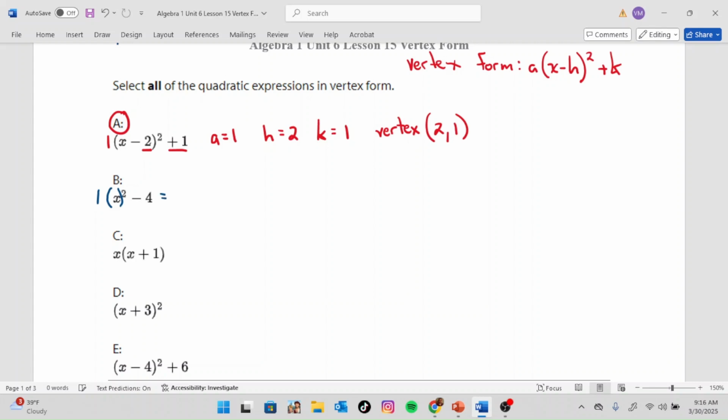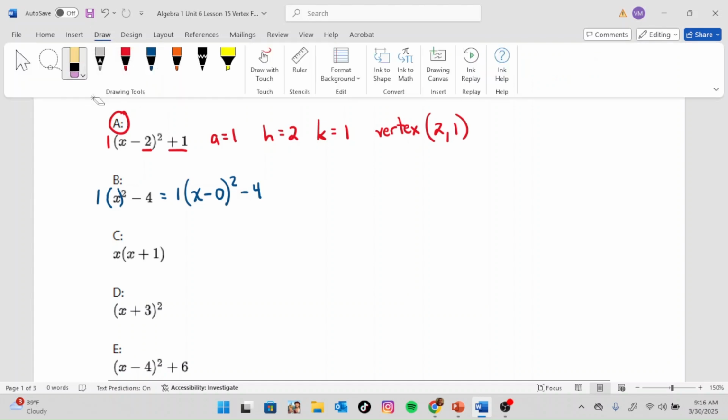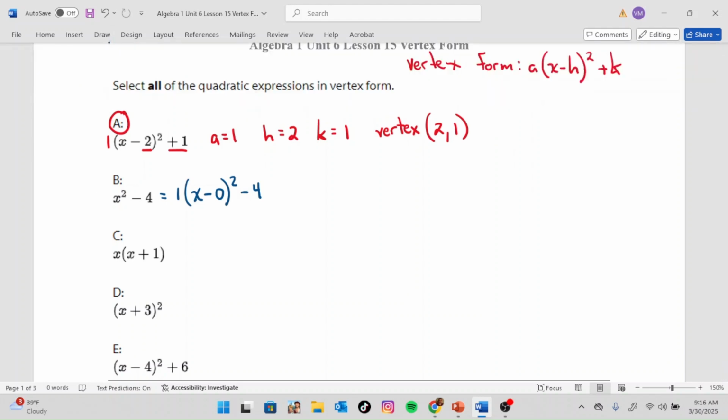Or even better, what if I wrote 1 times x minus 0 squared minus 4? There's nothing different about what they gave us and what I wrote other than I added the 1, but 1 times anything is just itself, so I didn't actually change the value. And then I put a minus 0 just so that you could see the h. But if you subtract nothing, you didn't change the value at all.